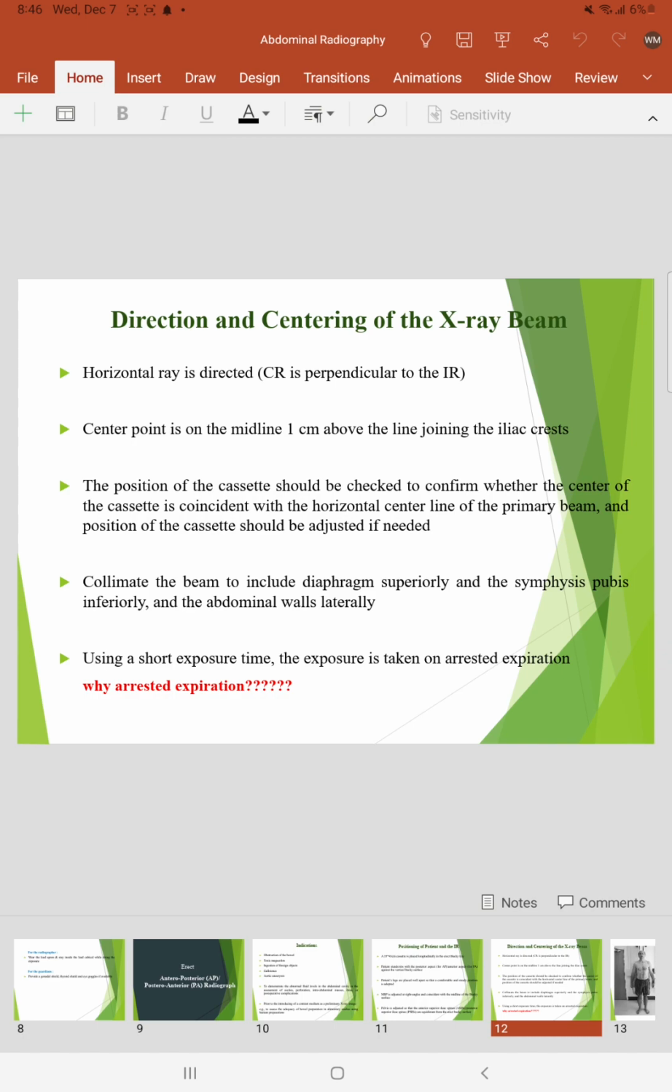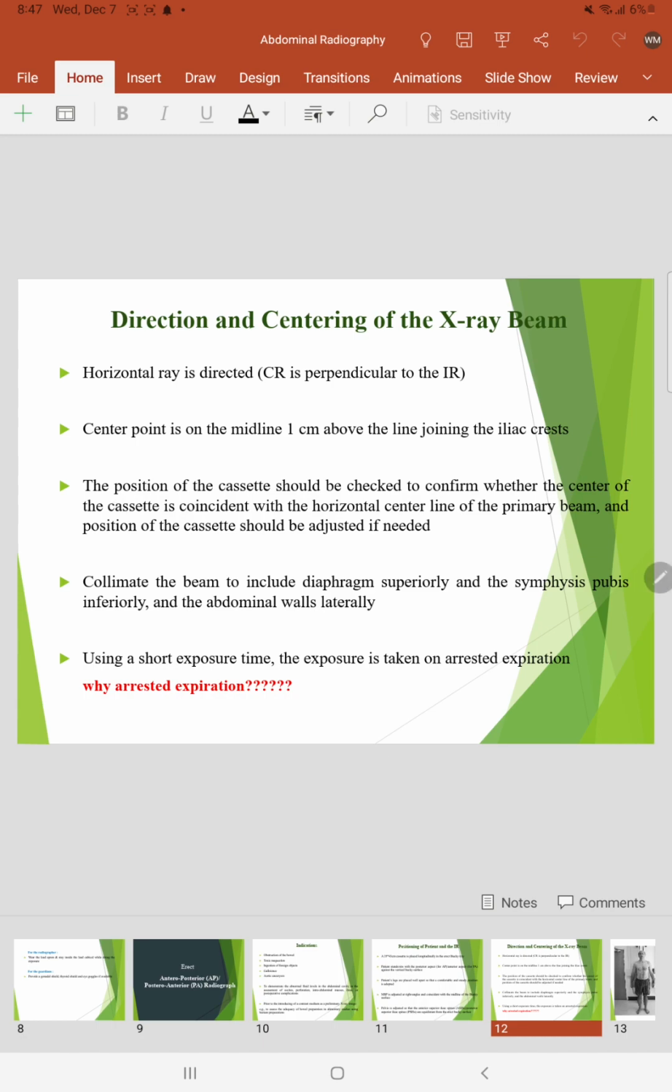Then direction and centering of the X-ray beam. Horizontal ray directed, CR is perpendicular to the image receptor. Center point is on the midline 1 cm above the line joining the iliac crest.